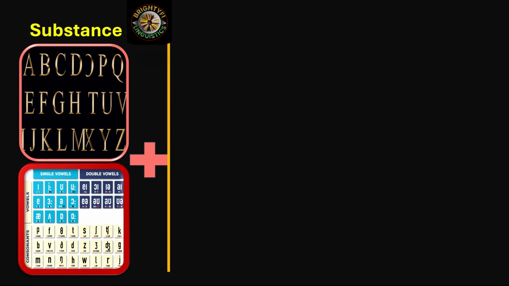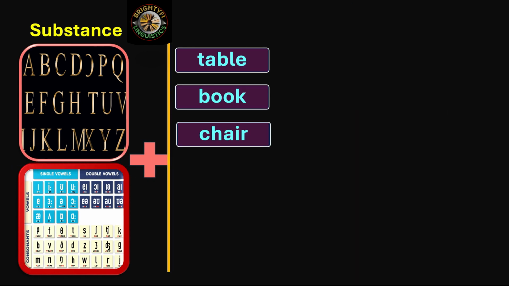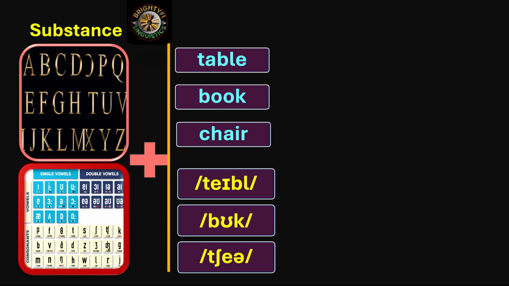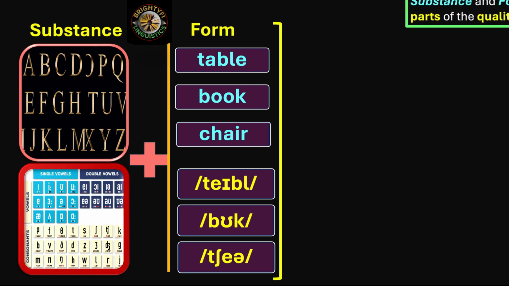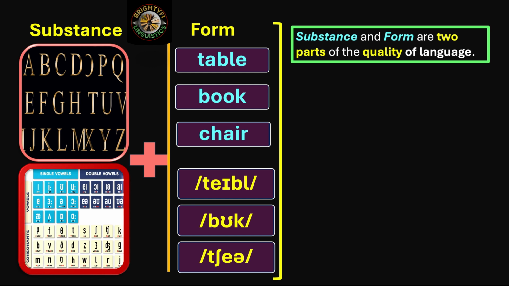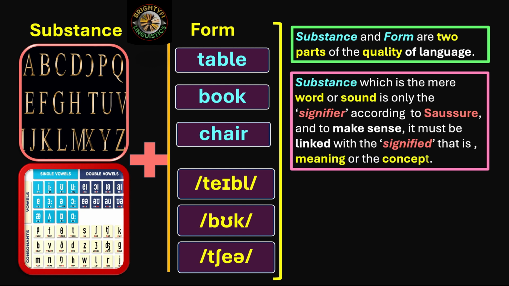The same set of those 26 letters and sounds of the English language are considered substance, and they form words like table, book and chair in the written form, and in the spoken form we have table and chair, and they are known as form because they are given proper shape. And here we have the point of discussion. Substance and form are the two parts of the quality of language. Substance, which is the mere word or sound, is only the signifier according to Saussure. And to make sense, it must be linked with the signified, that is, the meaning or the concept.